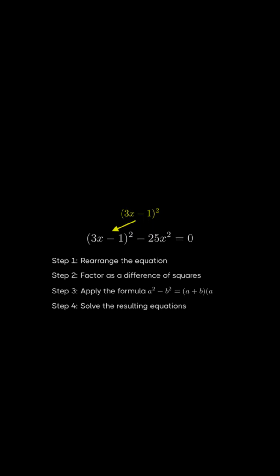Now let's work through the actual solution process step by step. Here's our original equation. (3x - 1)² - 25x² = 0. First, we move all terms to one side. Adding 25x² to both sides gives us (3x - 1)² = 25x². Now we have a perfect setup for the difference of squares formula.